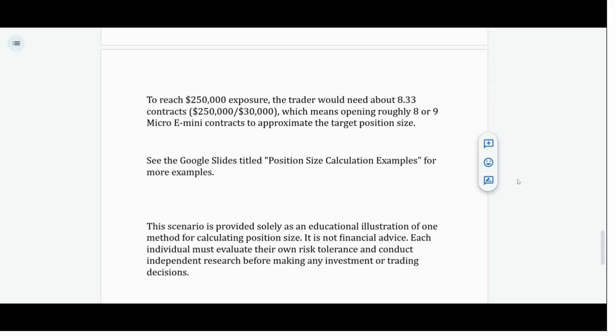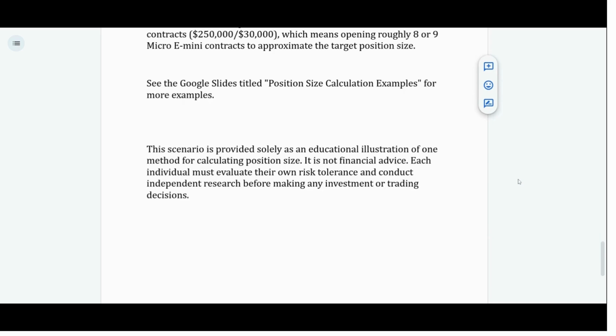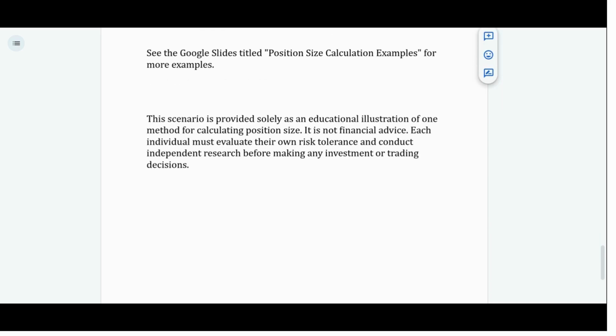This scenario is provided solely as an educational illustration of one method for calculating position size. It is not financial advice. Each individual must evaluate their own risk tolerance and conduct independent research before making any investment or trading decisions.